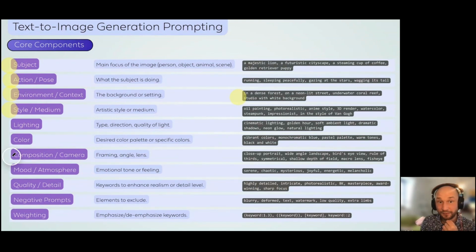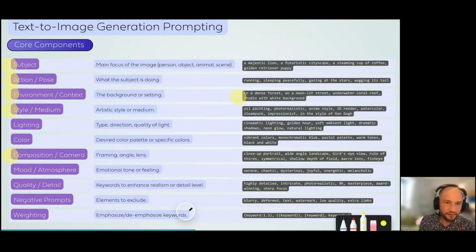Then what camera or composition do you wish? That can be, for photorealistic images, quite central. So is it a close-up portrait? Is it wide angle, whatsoever? Mood and atmosphere, so the emotional tone, the feeling, not super central. Further, there's the quality and details, like keywords to enhance the realism and detail quality, such as photorealistic, 8K, masterpiece, award-winning. Can help, but is not a must.